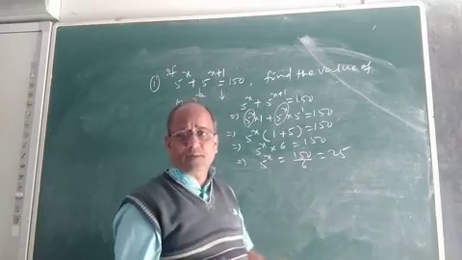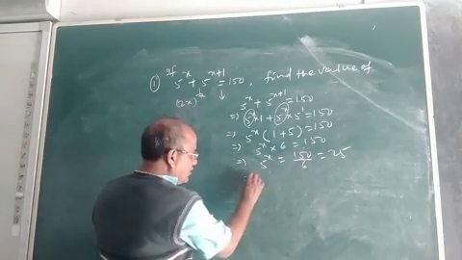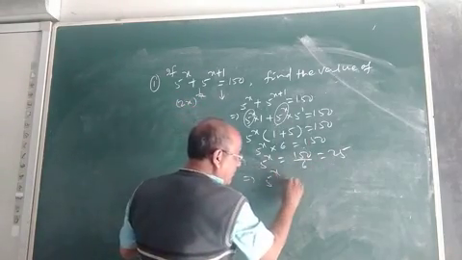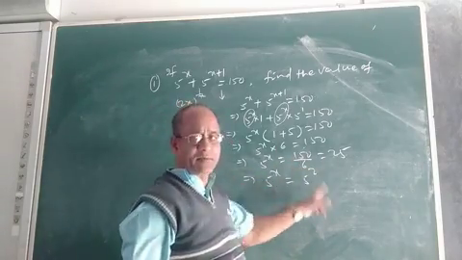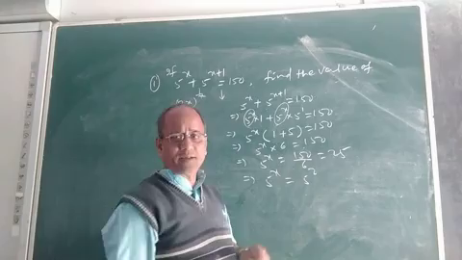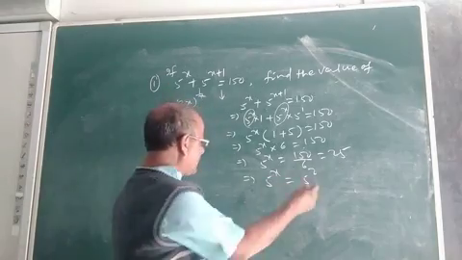So, let us express 25 with base 5. You know, if we express 25 as base 5, it will be 5 to the power 2. 5 to the power 2 is 25. Now, look at the base is same both the sides. Now, as the base is same both the sides, so what will happen?